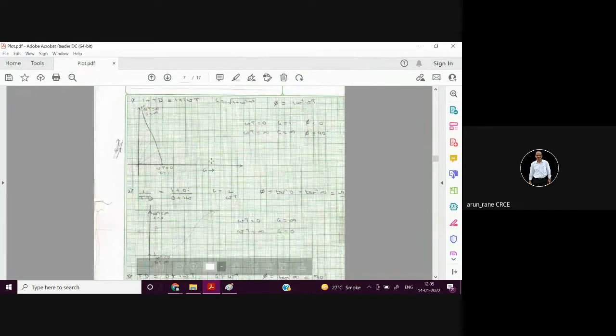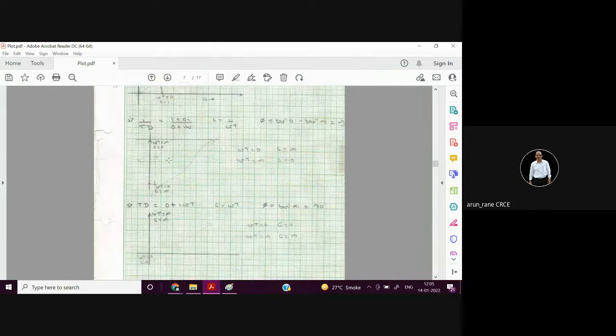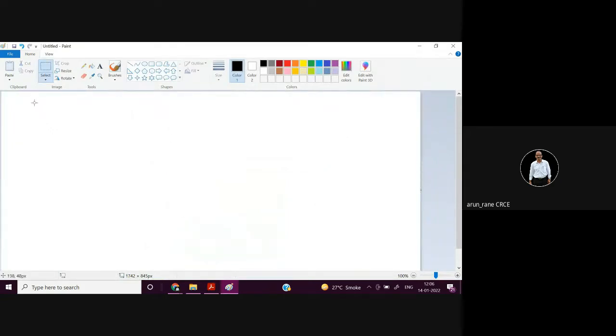So when you practice, you will come to know better. Now let us take 1 upon TD. Here 1 upon TD can be written as 1 plus 0 I divided by 0 plus I omega t, since D is replaced by I omega. So theta O upon theta I is equal to 1 upon TD.